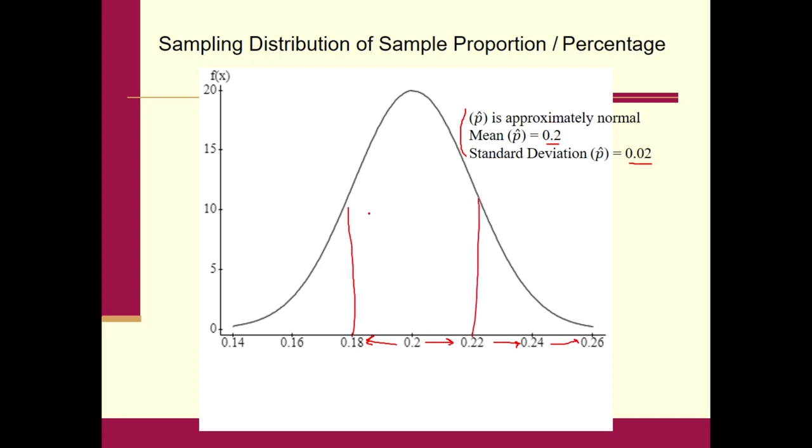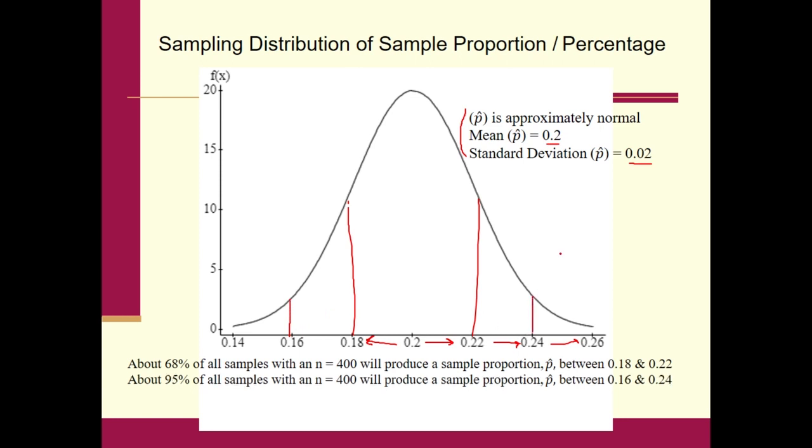So if we do that, what percentage of all samples will produce then a p hat between 18% and 22%? And hopefully you say, oh, that's the empirical rule, right? So about 68% of all samples with an n of 400 will produce a sample proportion between 0.18 and 0.22, between 18% and 22%. Go out one more standard deviation. We're going to be at 16% and 24%. So about 95% of all samples with a sample size of 400 will produce a p hat between those 2 points.